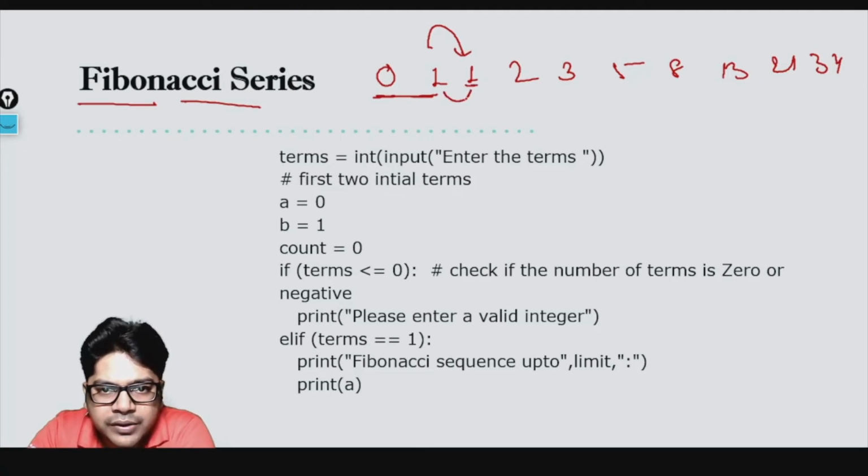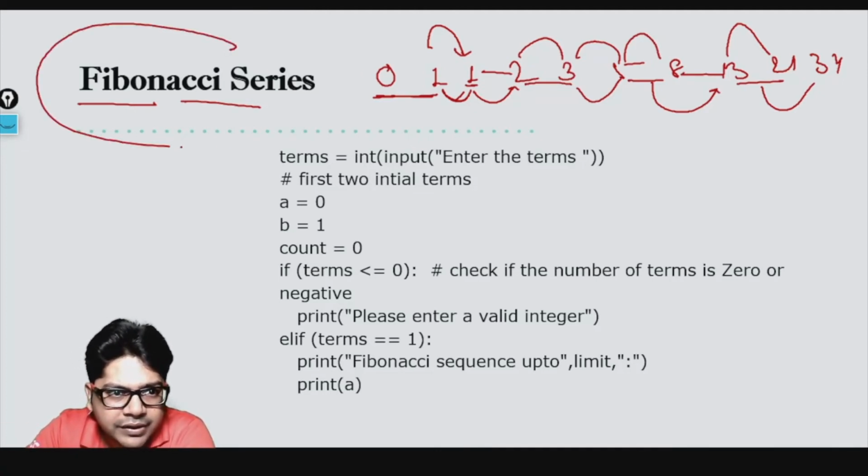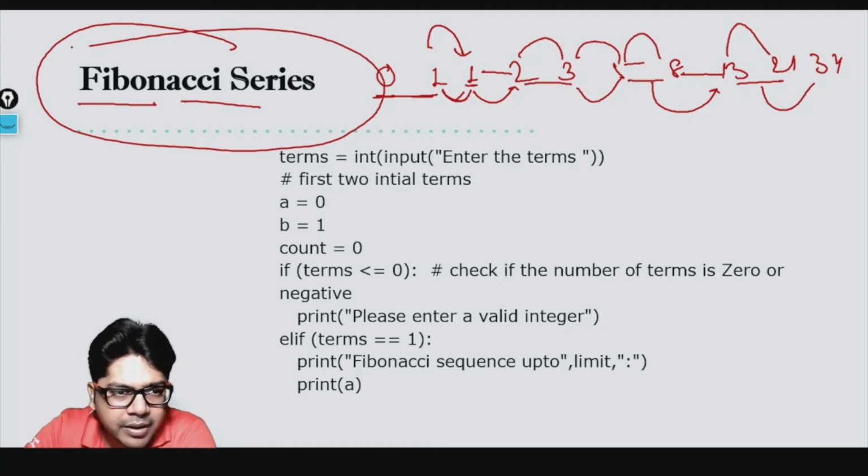Now the previous two is this one, so 1 plus 1 becomes 2. Then 2 plus 1 becomes 3. 3 plus 2 becomes 5. 5 plus 3 becomes 8. Right? 5 plus 8 becomes 13. 13 plus 8 becomes 21. 21 plus 13 becomes 34. So the sum of the previous two numbers being the next term is called the Fibonacci series, which is a very important series which often comes in interviews and in examinations also.